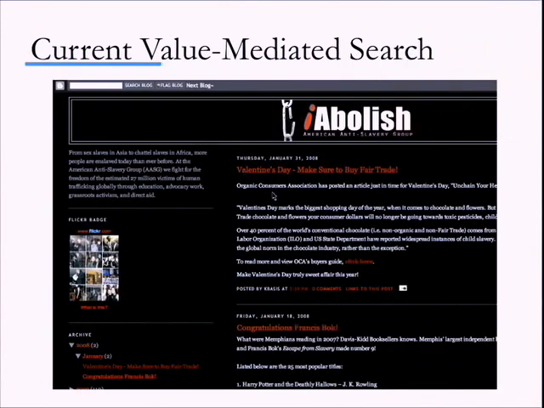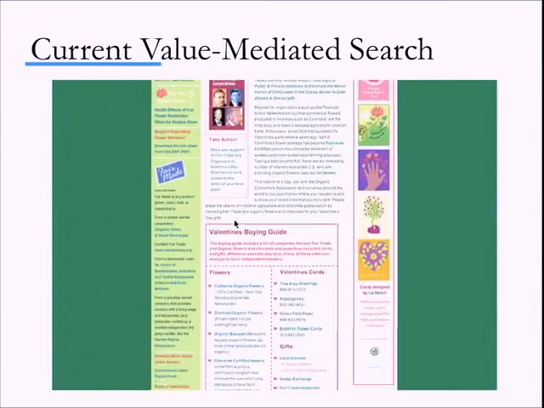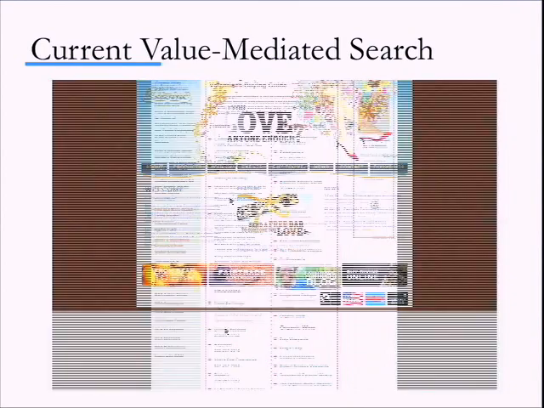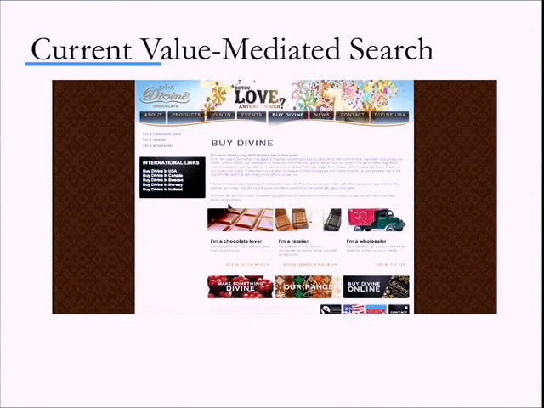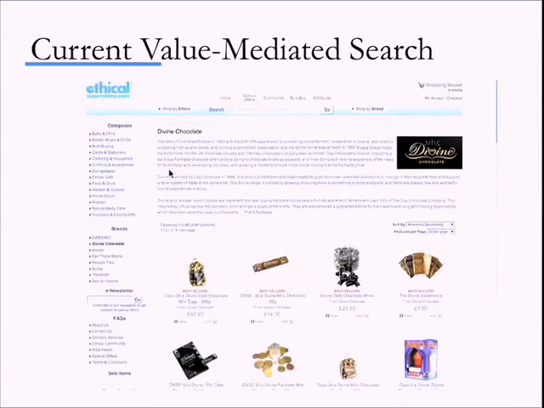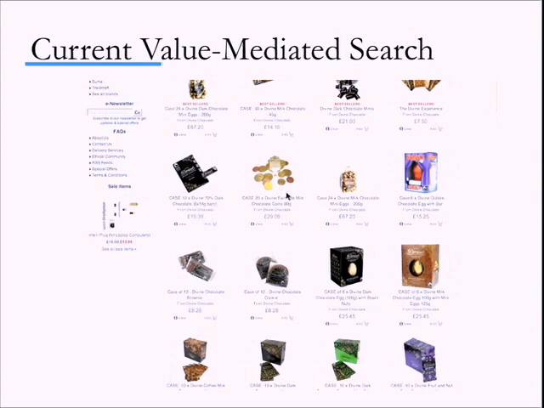We're trying to find labor-free chocolates. So we're now on the 3rd click, trying to figure out where I can order some chocolates. This is number 4. Number 5. So in order to get slave labor-free chocolates from any site online, it takes about 7 clicks. And that's if you know that iAbolish exists.